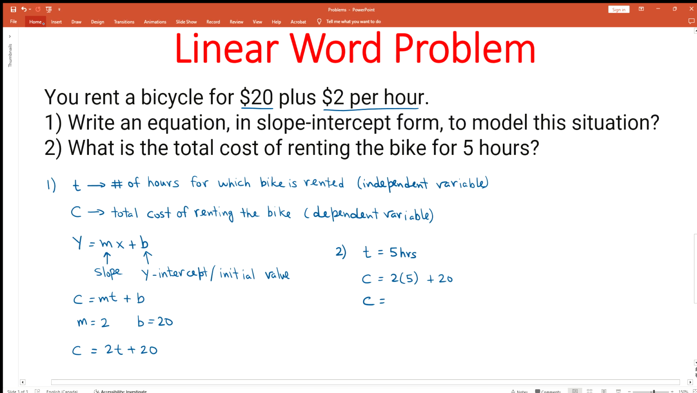2 times 5 is 10. c is equal to 30 and the unit is dollars. So the total cost for renting the bike for 5 hours is $30. This includes the fixed cost, the upfront cost which is $20, and the variable cost at the rate of $2 per hour. This should be the final answer for part 2.